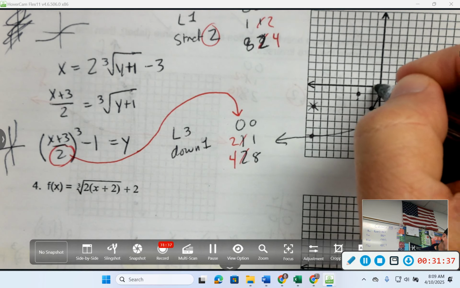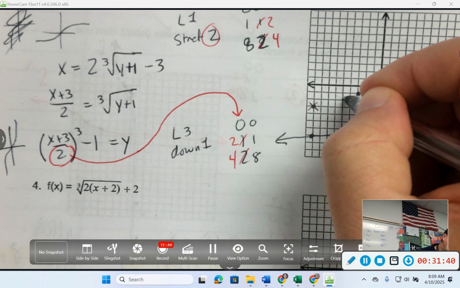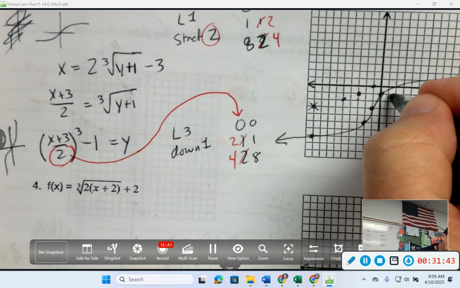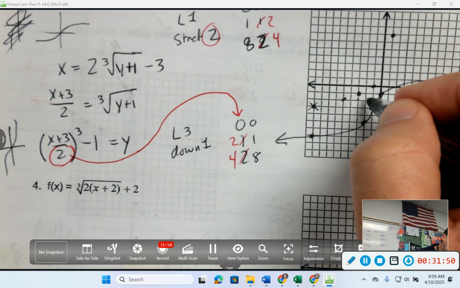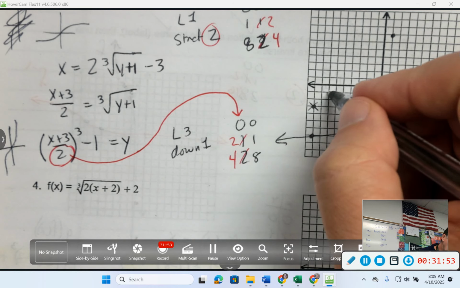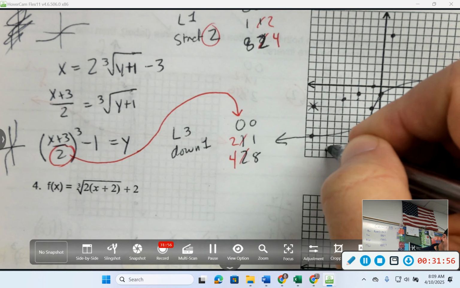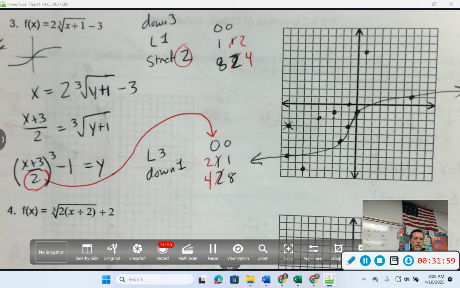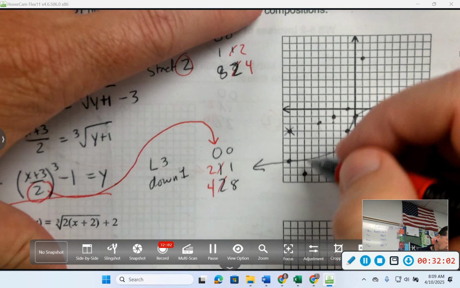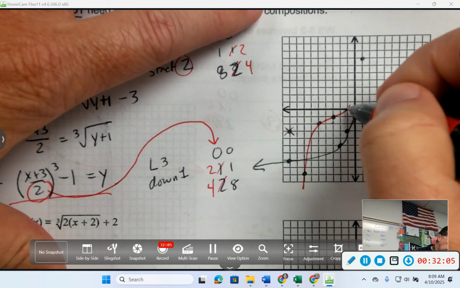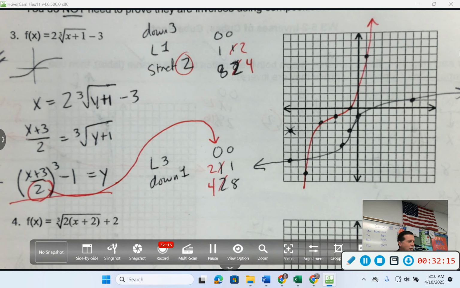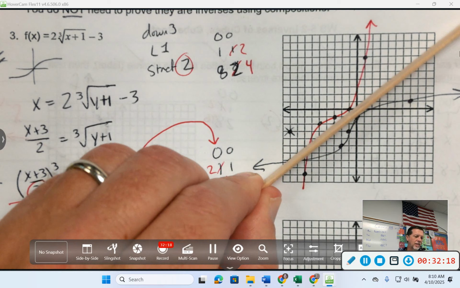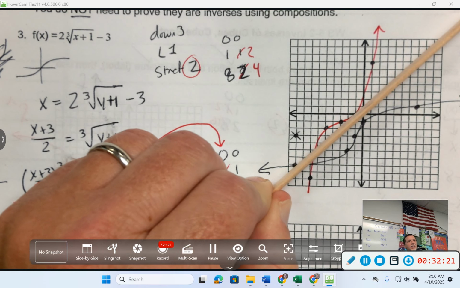So over 2, up 1, back 2, down 1, over 4, up 8, 1, 2, 3, 4, 5, 6, 7, 8, and then back 4, down 8. I guess if I want to be fancy I could use a different color. Oh, that looks nice. Because what am I visually checking? When I say it looks nice, what am I looking at? It looks symmetrical. It looks symmetric with y equals x.